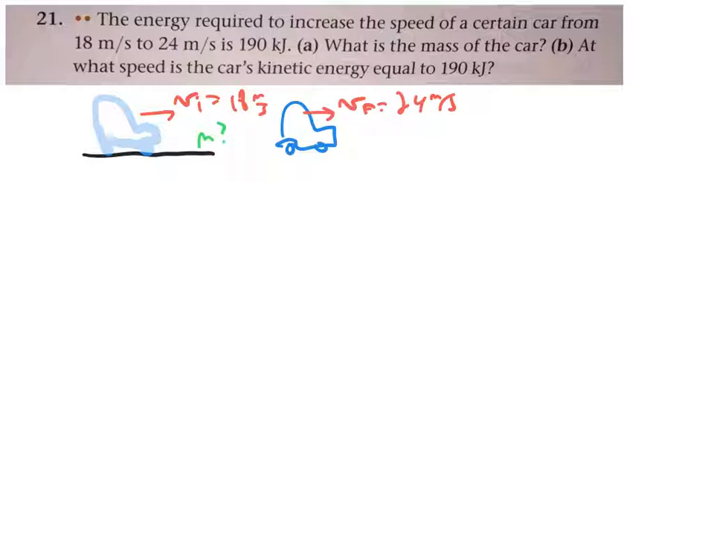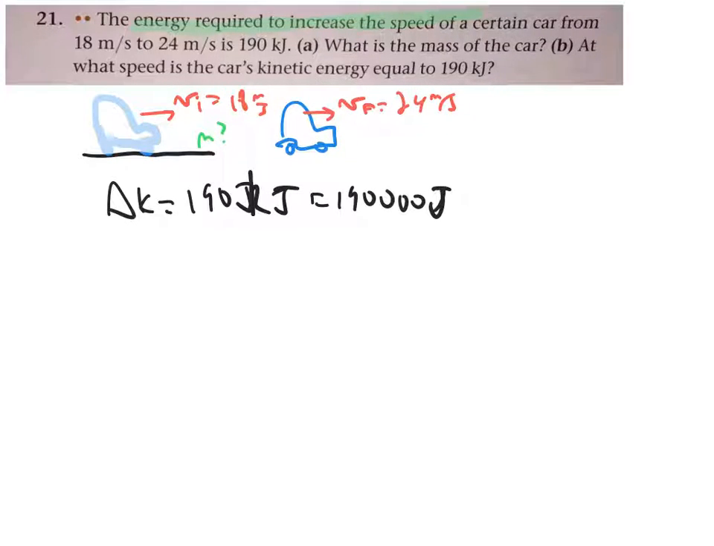The energy required to increase the speed is the change in kinetic energy. So we're going to say we have that delta K is 190 kilojoules, so 190,000 joules.